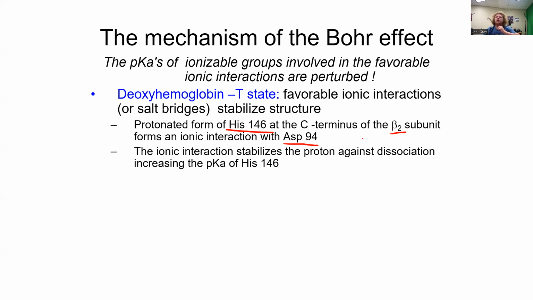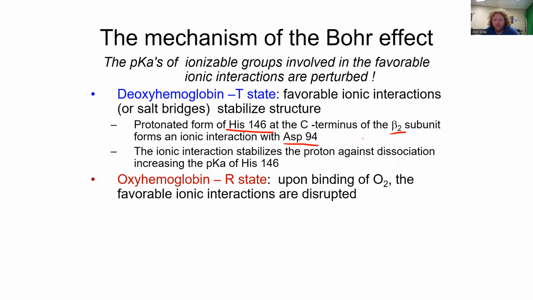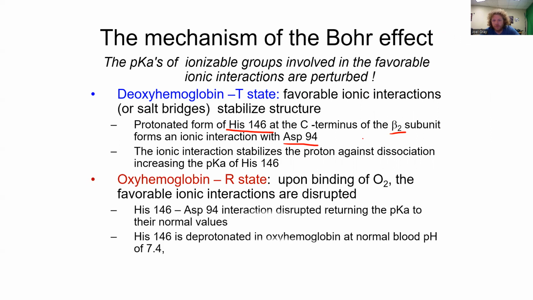So this is almost circular logic. Because there is this favorable ionic interaction, the pKa is going to go up because the histidine is going to remain protonated. Now, oxyhemoglobin, on the other hand, upon binding of O2, the favorable ionic interactions are disrupted. The histidine 146 aspartate 94 interaction is disrupted, returning the pKa to normal values. Histidine 146 is deprotonated in oxyhemoglobin at a normal blood pH of 7.4.